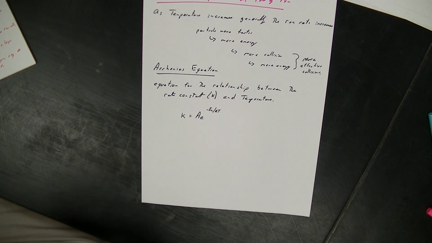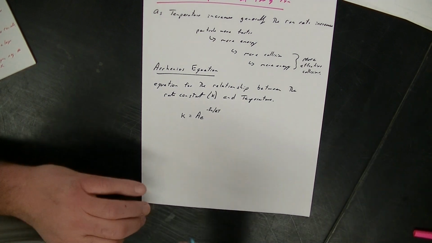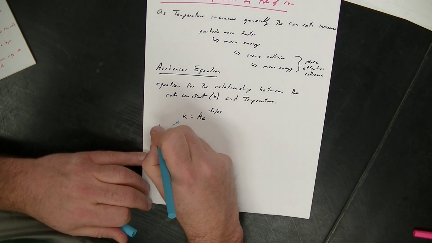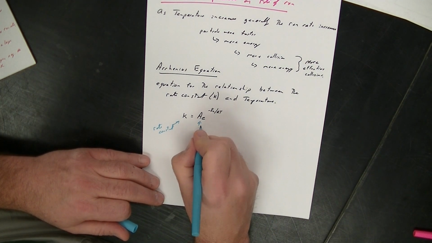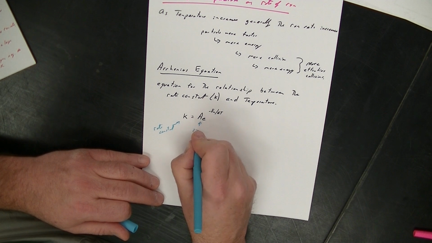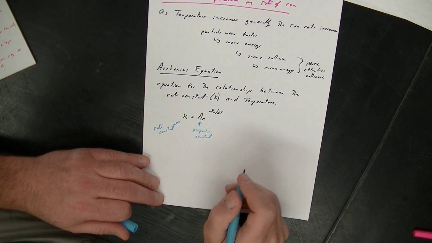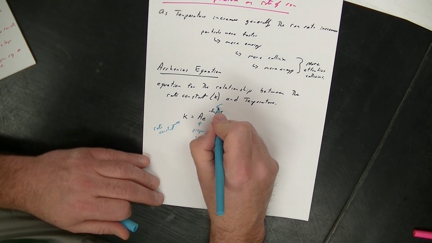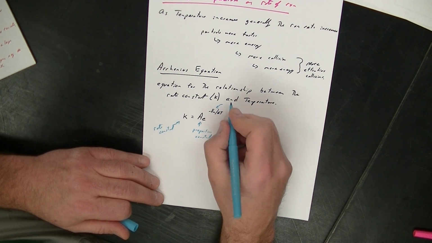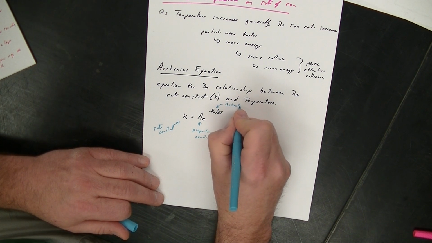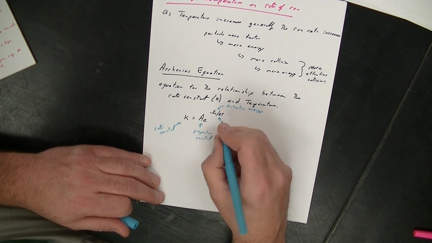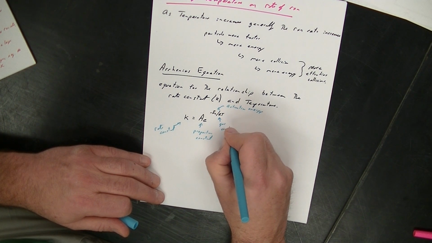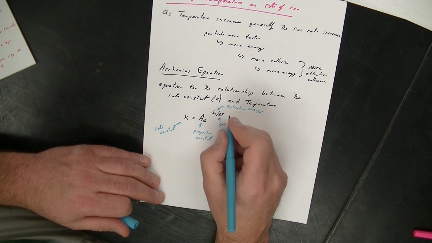So what does all this mean? Well, K is our rate constant. This A thing is called the proportionality constant. EA, you should already know, is our activation energy. R is our universal gas constant. And T is temperature.